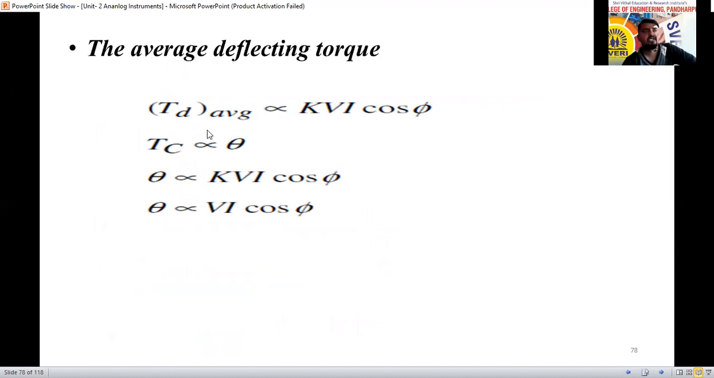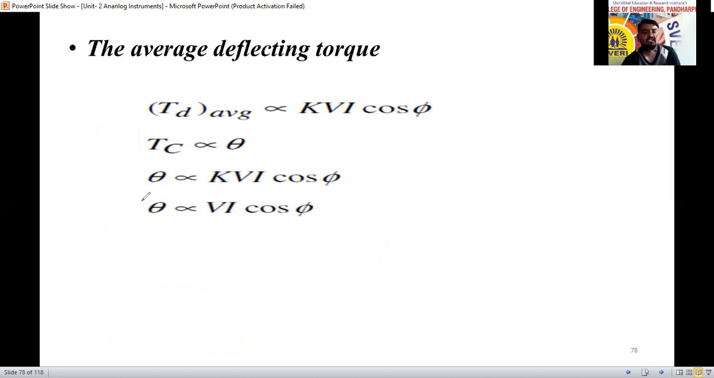We know that when TD equals TC, and TC is directly proportional to theta, then theta is directly proportional to TD. TD equals K VI cos phi, K is the constant, so we can write theta is directly proportional to VI cos phi.